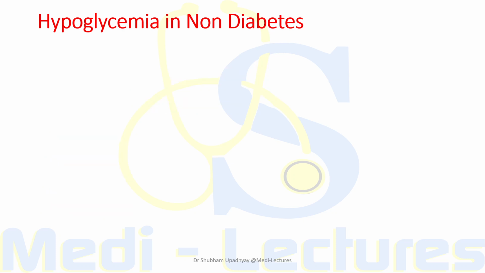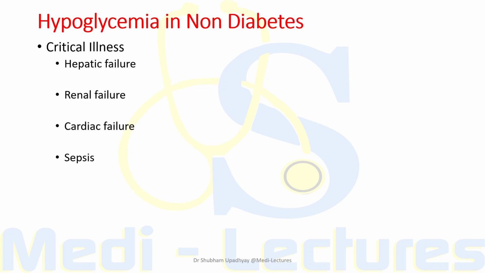Among ill or hospitalized patients, the most common cause of hypoglycemia is drugs. Now after drugs, we have to consider critical illnesses like hepatic failure, renal failure, cardiac failure, as well as sepsis. So hepatic failure, both acute as well as chronic, can lead to hypoglycemia, as the liver is the major site for endogenous glucose production by glycogenolysis as well as gluconeogenesis. That is why in patients with acute hepatitis, we administer frequent oral or parenteral glucose as therapy.